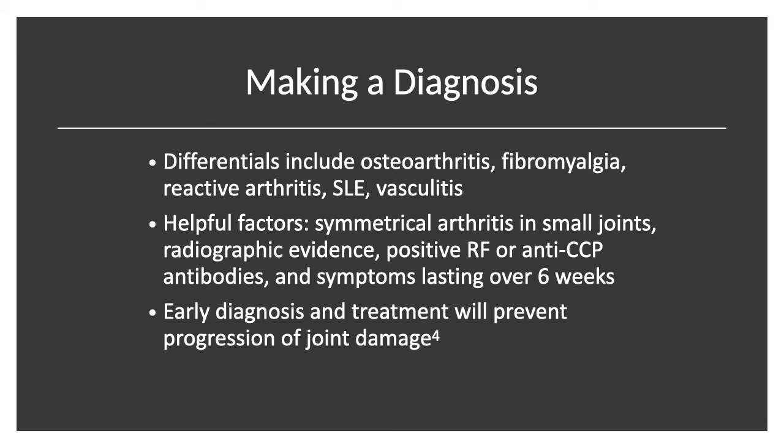Making a diagnosis. Differentials of RA include osteoarthritis, fibromyalgia, reactive arthritis, lupus, and vasculitis. There are several factors that can help make the diagnosis of RA. This includes symmetrical arthritis in small joints, especially in the hands or wrist, evidence of soft tissue or bone and cartilage damage on X-ray, positive rheumatoid factor or anti-CCP antibodies, as well as symptoms lasting over 6 weeks.